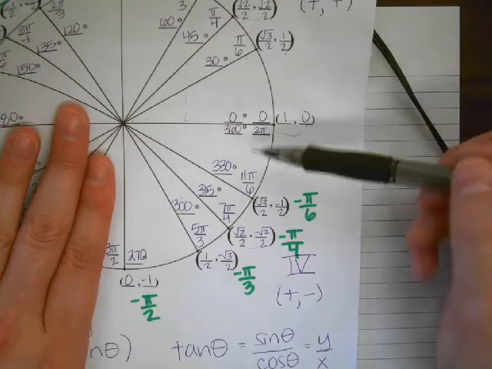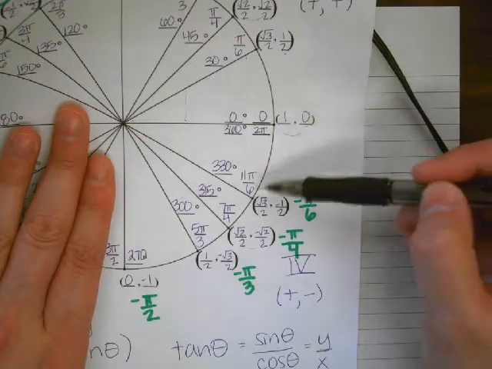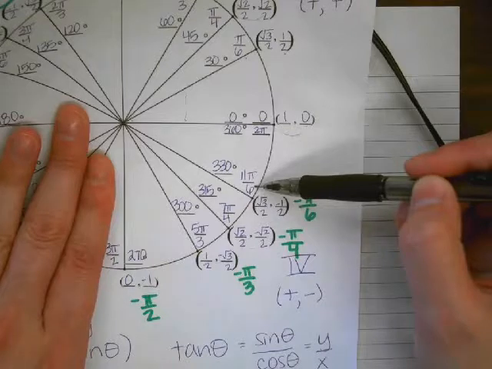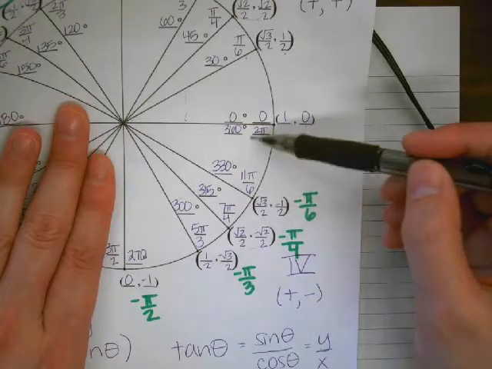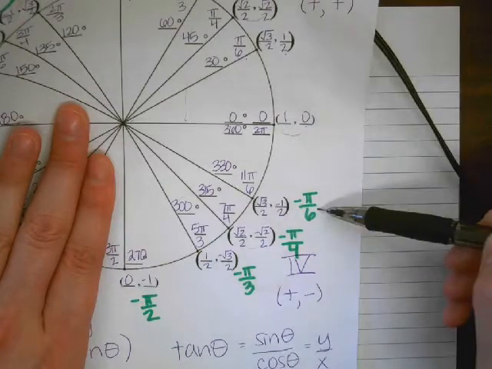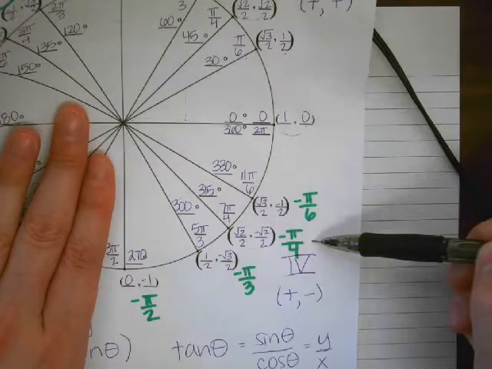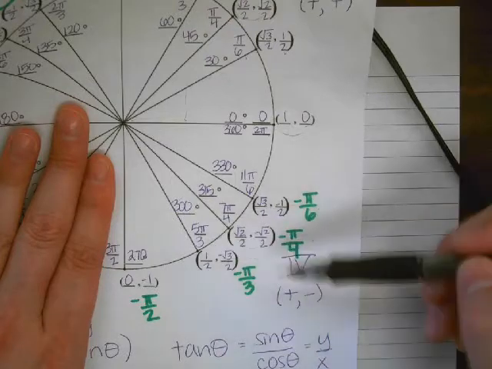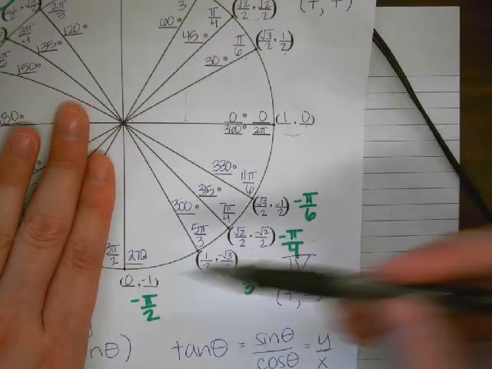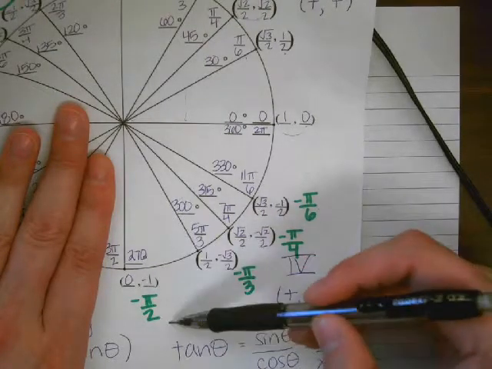So that means that when we get an answer in quadrant 4, we are not going to say 11 pi 6 is our answer. We're going to use the negative version of the angle instead, and we're going to say negative pi 6. Instead of 7 pi fourths, we're going to say negative pi fourths. Instead of 5 pi thirds, we're going to say negative pi thirds, and instead of 3 pi halves, we're going to say negative pi halves.